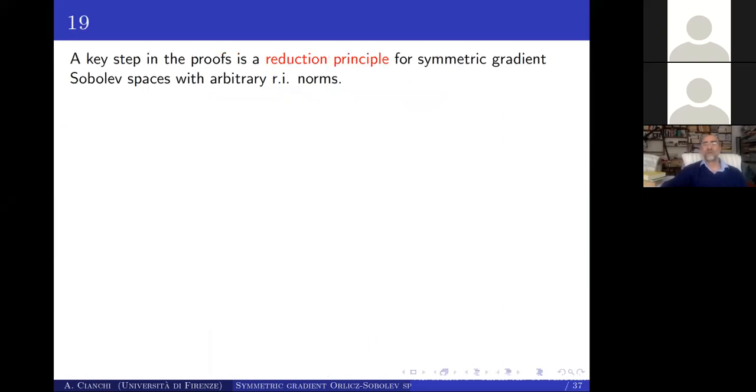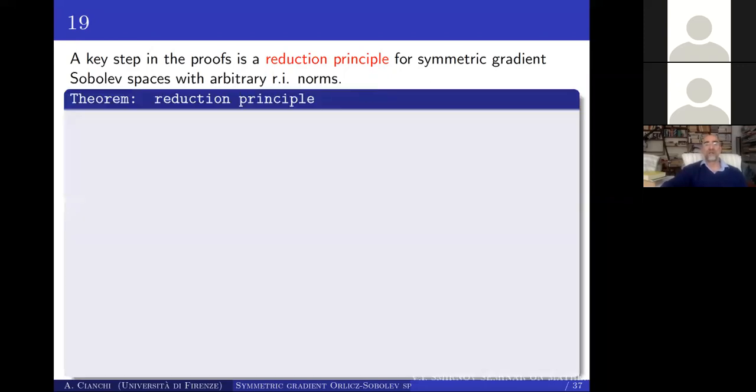Now, what about the proof? A key step in this proof for symmetric gradient embeddings is what we call the reduction principle. Here is a statement, and the idea is that any embedding of this type can be reduced, is equivalent to a much simpler inequality for one-dimensional functions, so functions of one variable.